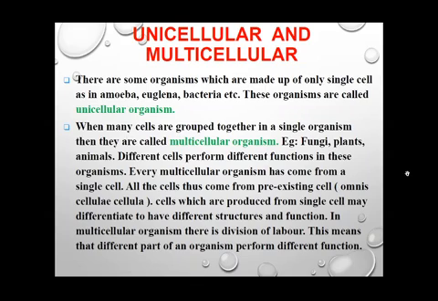Like I told you just now, the different cells which are present in the body of any organism perform different functions. Each cell is designated a specific function, and each and every multicellular organism has come up from a single cell itself. Thus all the cells come from pre-existing cells, and that is omnis cellula e cellula. This was told by Rudolf Virchow, who after his several discoveries found out that all the cells come from pre-existing cells.